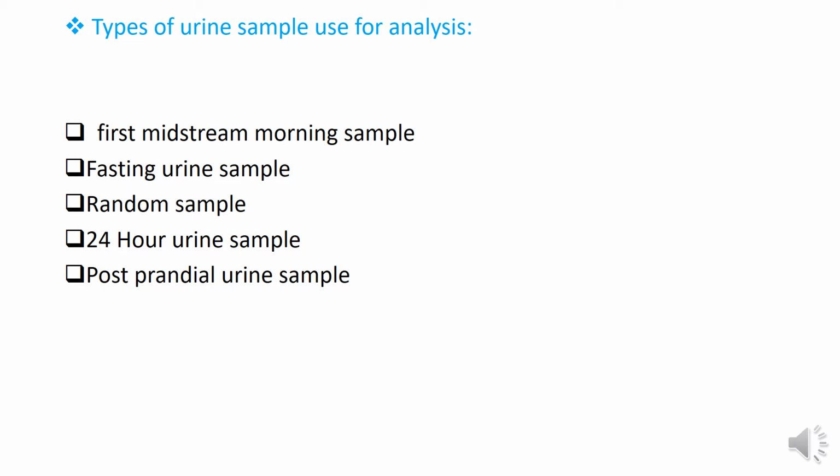The next sample is the 24-hour urine sample. In the 24-hour urine sample, at the same time the next day, that is after 24 hours, collect the urine sample in a container with the required preservatives. Then the next sample is the postprandial urine sample, collected after 2 hours of glucose intake or lunch. In between, the patient should not pass any urine. These are the 5 types of urine sample.